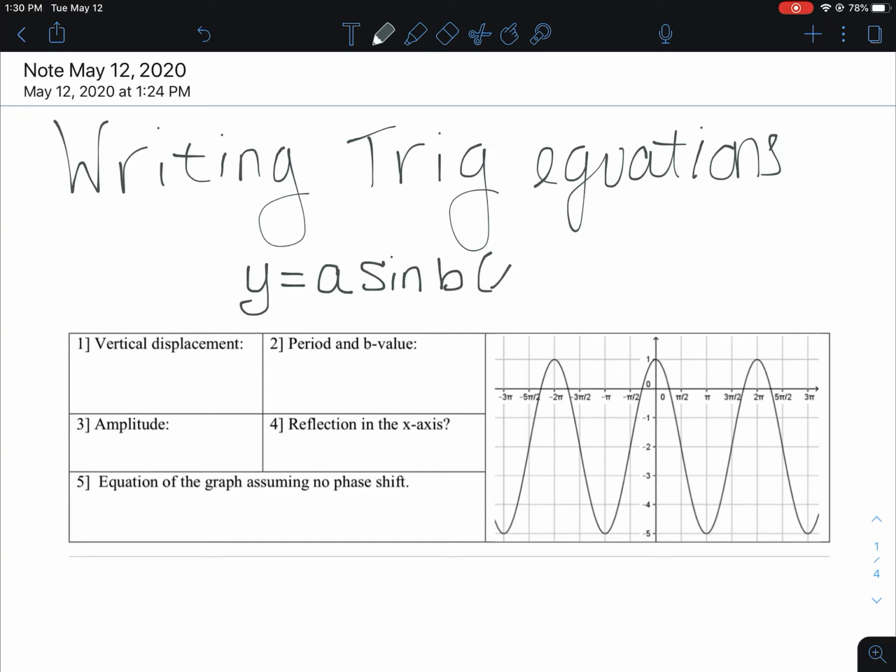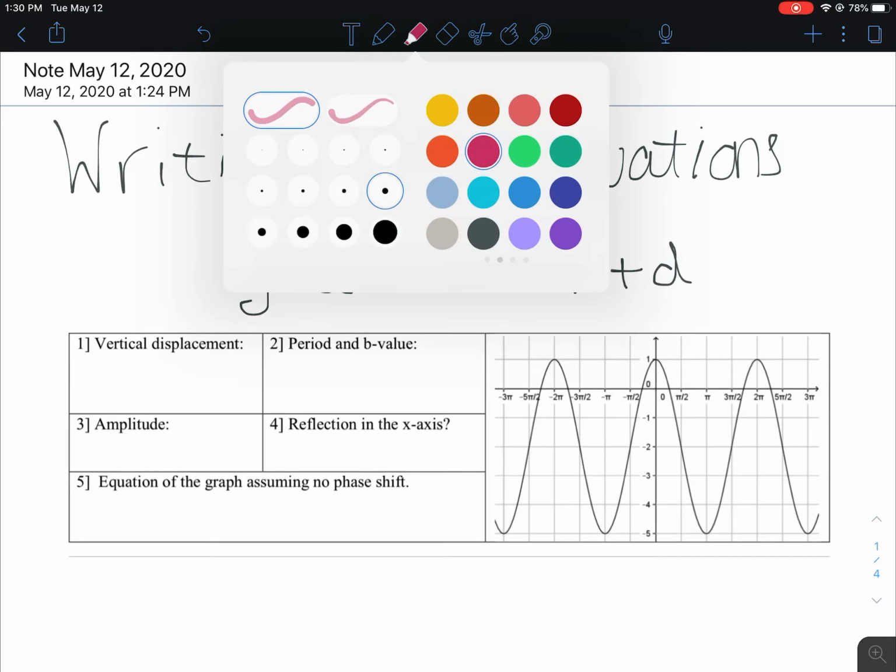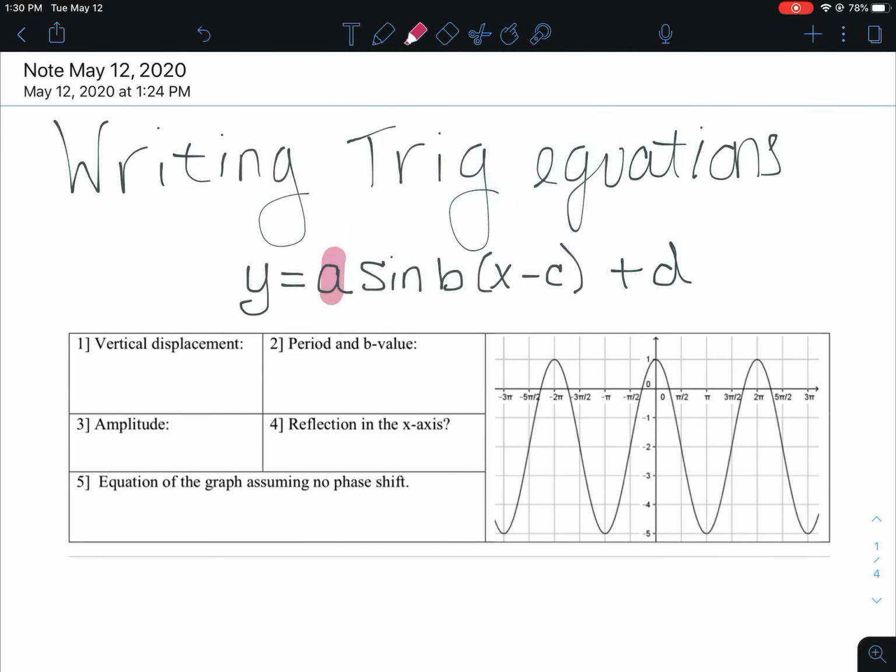So let's recall our transformation form. A sine b x minus c plus d, right? Those are the 4 components that we have to figure out. We need the a value, the b value, the c value, and the d value, okay? And so let's first look at number 1 is asking the vertical displacement, which would be d. Actually, let me color coordinate this here.